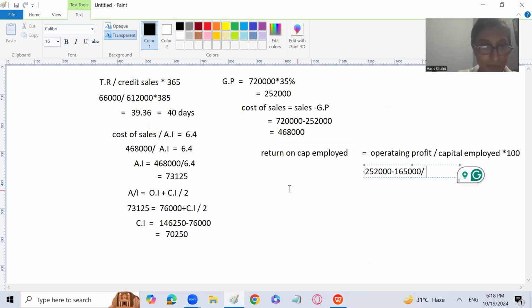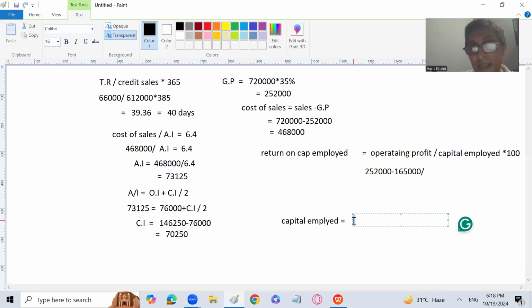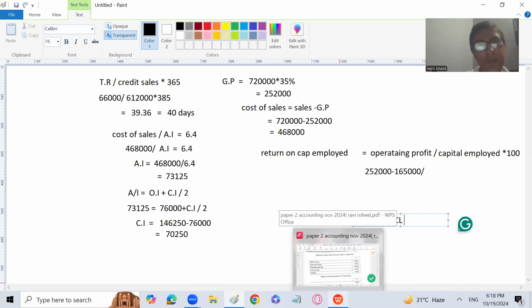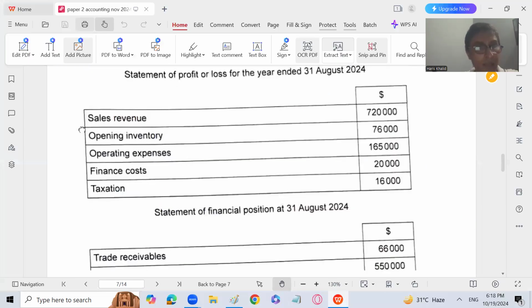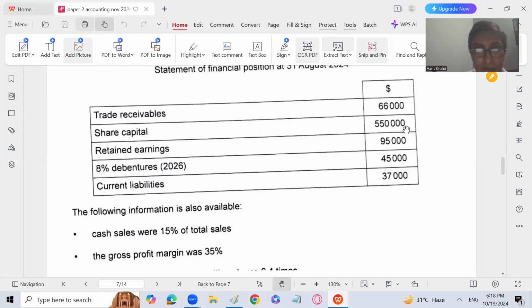Let's calculate the capital employed first. Capital employed is equal to the capital which we have employed in the question, that is capital plus non-current liability. But as this question is related to a company, the formula is going to be equity plus non-current liability. Equity includes share capital, capital reserves, and revenue reserves, plus non-current liability. So if we look at the question, share capital is given, 5,50,000. Retained earnings, general reserve, share premium are not given. Then we'll take 5,50,000 and retained earnings, that is 95,000.